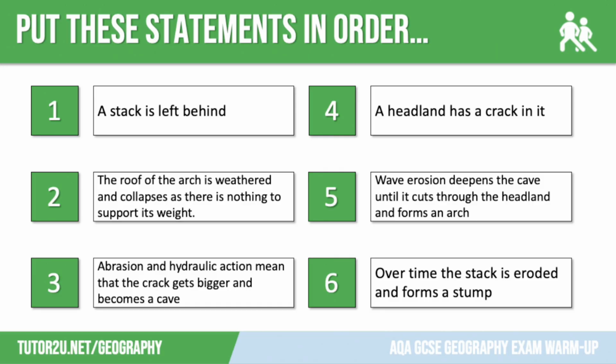On the screen, we've got 6 statements about how stumps form. So each of those statements is part of that process. They're just in the wrong order. You need to pause the video to try and put them into the correct sequence. Once you're happy with your sequence, press play, and we will check whether you have got them in the right order or not.